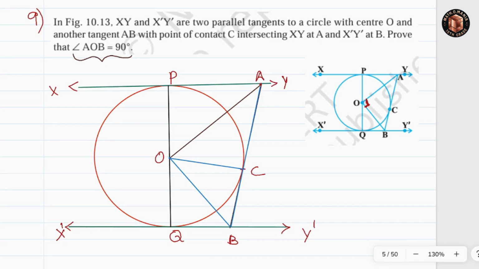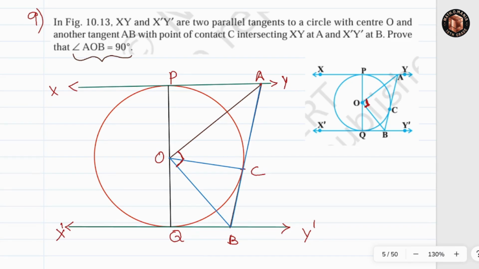In figure 10.13, XY and X dash Y dash are two parallel tangents to a circle with center O and another tangent AB with a point of contact C intersecting XY at A and X dash Y dash at B. Prove that angle AOB equal to 90 degree. Here we have to show that this angle equal to how much? This equal to 90 degree. That is what we have to prove here.